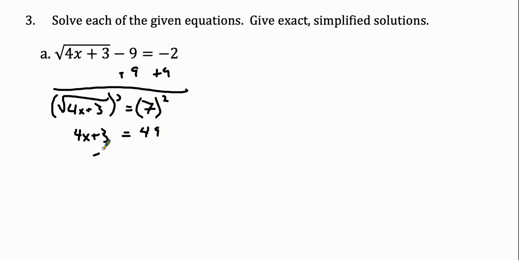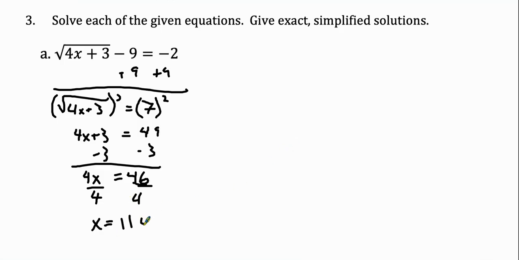And now we just have a two-step equation to get x by itself. Start by subtracting the 3 over, so 4x equals 46. Divide both sides by 4, and 46 divided by 4, I believe, gets us 11.5.